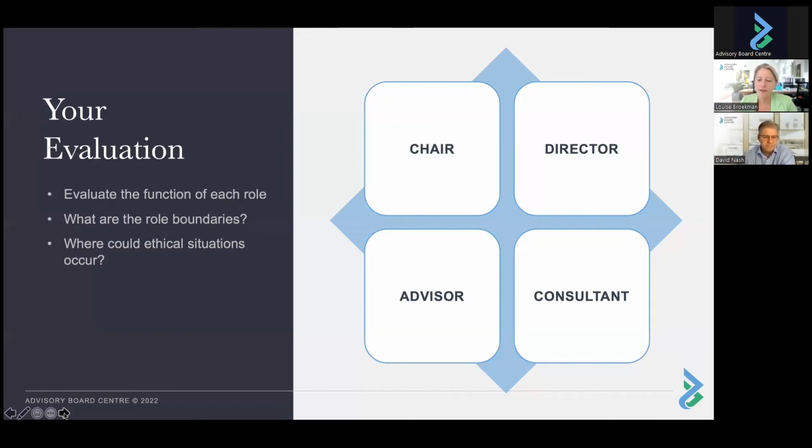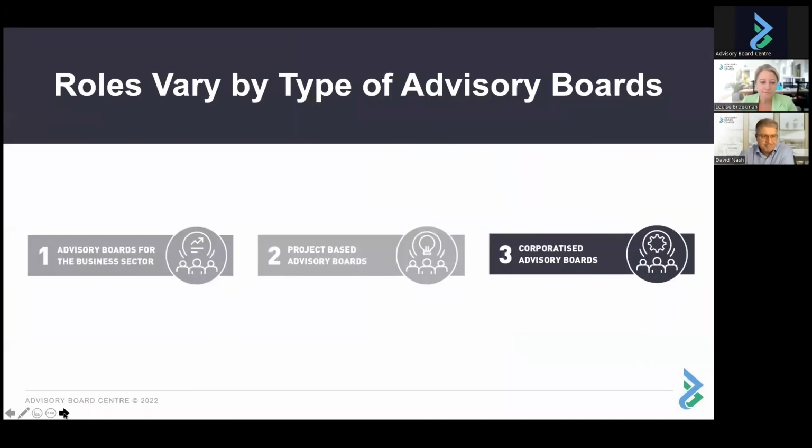Yeah, thank you. And it's the establishment phase, right? That establishment phase is key to mapping out what is the right thing to do in this situation, because what's right in one situation may not be right in another. Thank you. If we look at the varying roles of advisory boards and how they impact on roles and responsibilities, there are three different types of advisory boards.